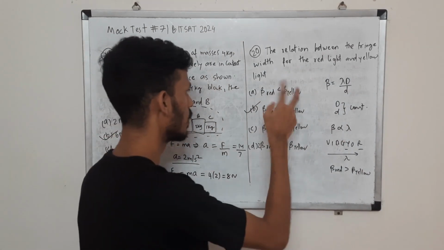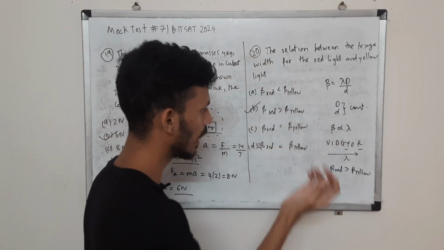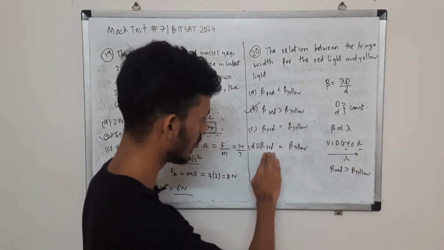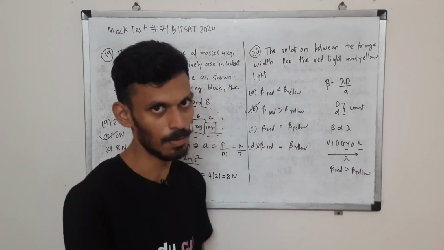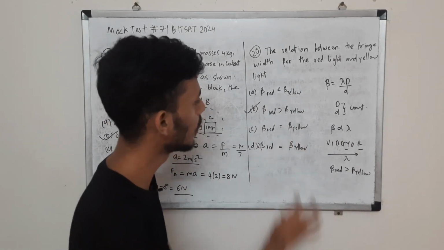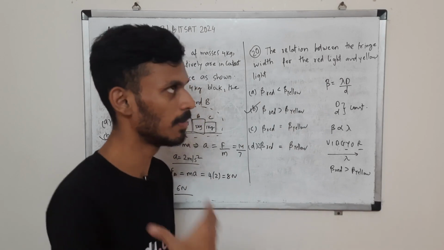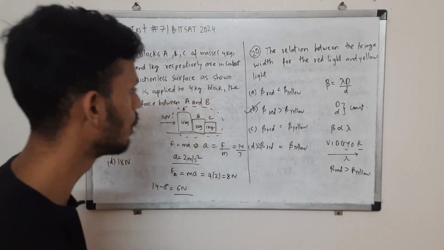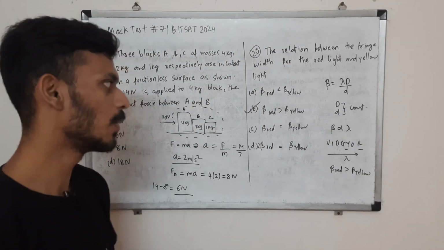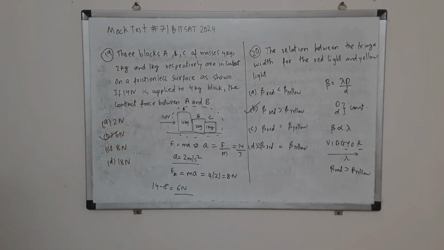You can see this is saying the opposite thing. They can't be equal, there is a difference in the wavelength, and here also it is saying that red should be half of yellow. Red cannot be less than yellow, so this is also wrong. Only correct option is red should be higher than that of yellow. The fringe width of red is higher than yellow. So that is question 20. Over to the next one.